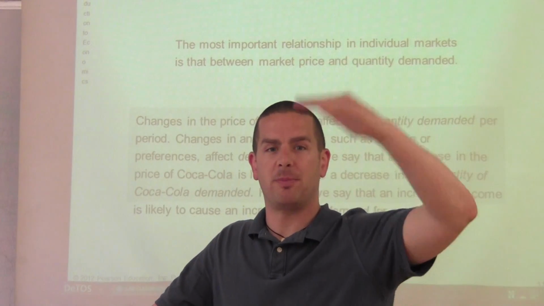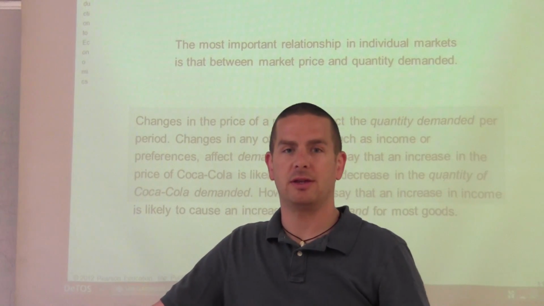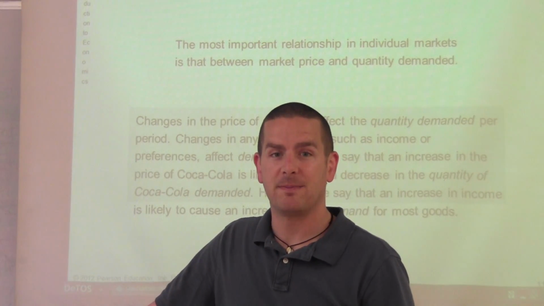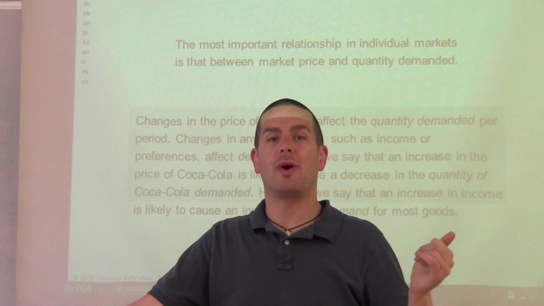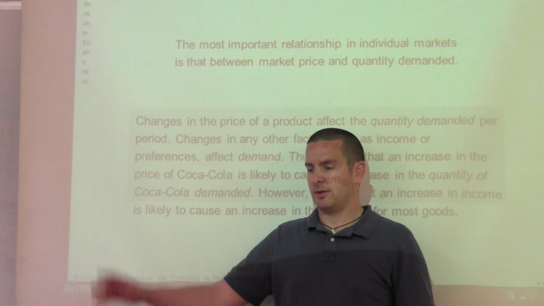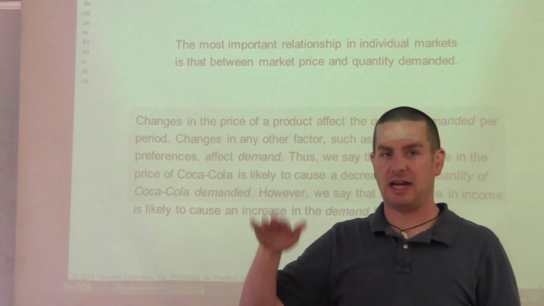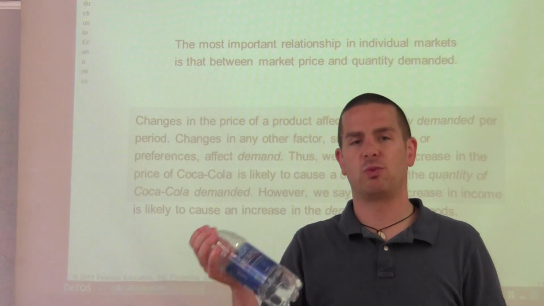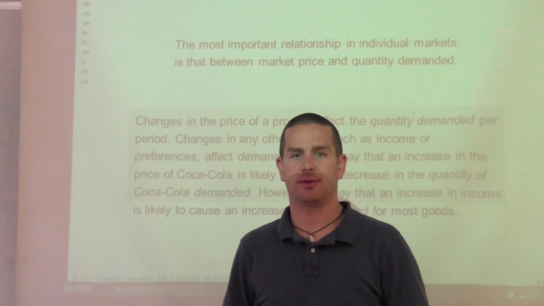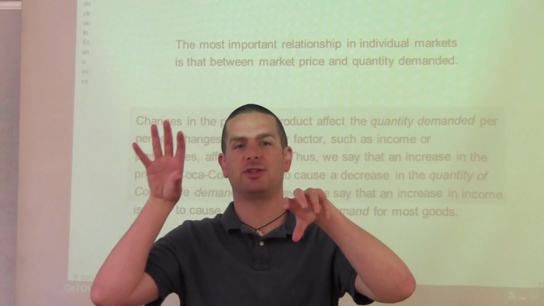As price goes down, quantity demanded goes up. We're going to see that in a little bit. That's the law of demand: as price goes down, quantity demanded goes up. To finish off this blue blurb, if the price of water bottles changes, that affects the quantity demanded. The quantity demanded changes when price changes.